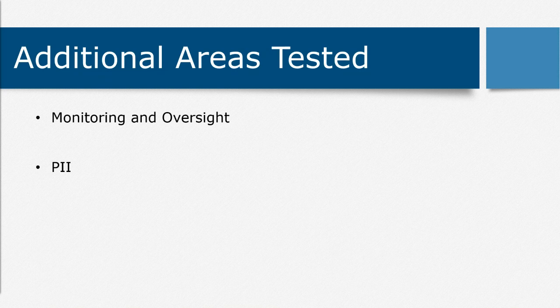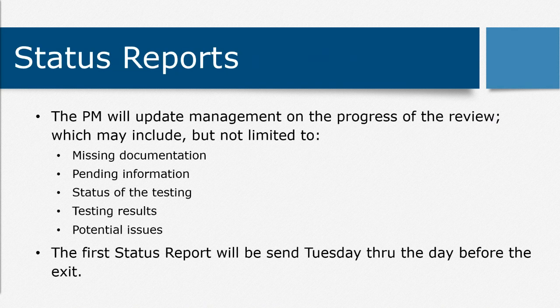The next area we're going to cover is status reports. Throughout the week, the project manager will update your management team, or whoever is designated as the point of contact, on the progress of the review, which may include any missing documentation, any pending information, the status of testing and the results of the testing, and any potential issues that we've identified.